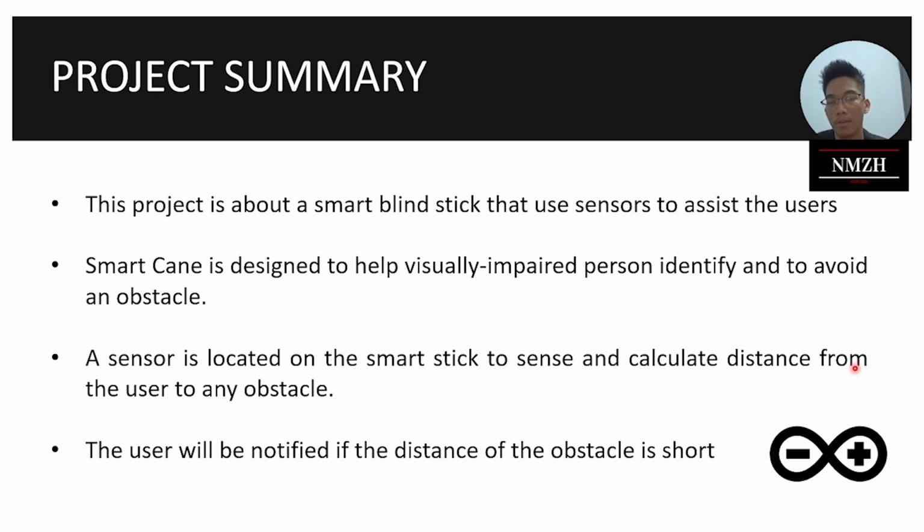Moving on to the overview summary or project summary. This project is about a smart blind stick that uses sensor to assist the user. Smart cane is designed to help visually impaired person identify and to avoid an obstacle. A sensor is located on the smart stick to sense and calculate distance from the user to any obstacle. The user will be notified if the distance of the obstacle is short.